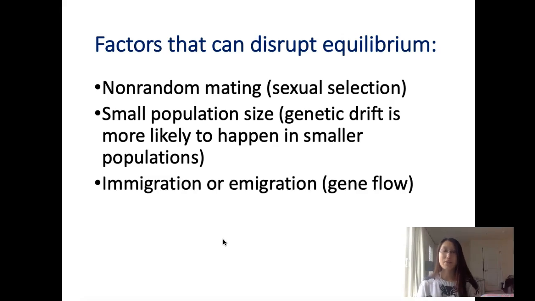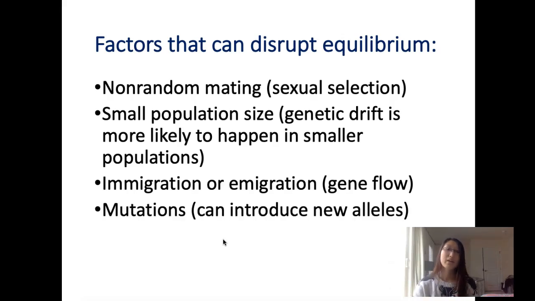Now, the third one is immigration or emigration. You have a population, some individuals come in, some individuals come out. This process is also called gene flow. This will definitely disrupt equilibrium because those that come in will bring new genes and new alleles to the population. Those that go out will take the genes and alleles with them, which is going to change the equilibrium. Next one is mutations. Obviously, mutations can introduce new alleles. That's going to change the allele frequency, which disrupts equilibrium.